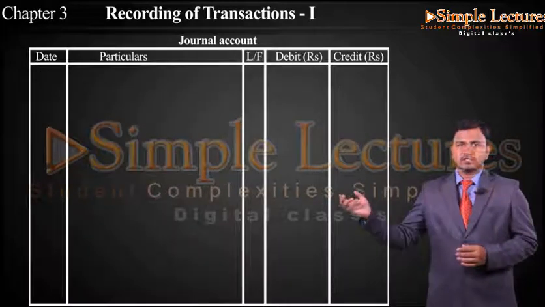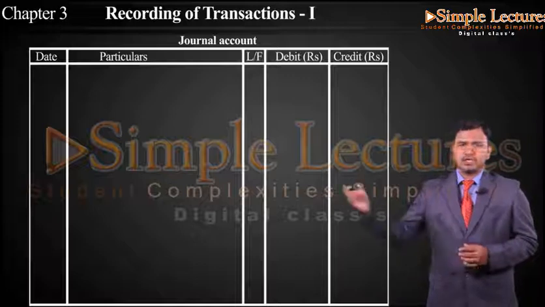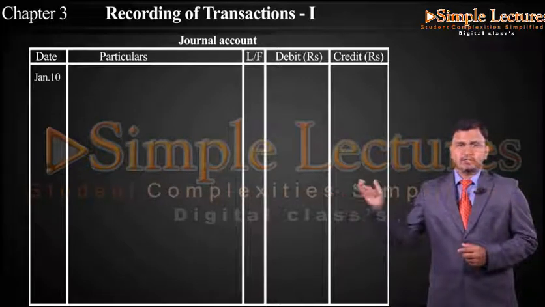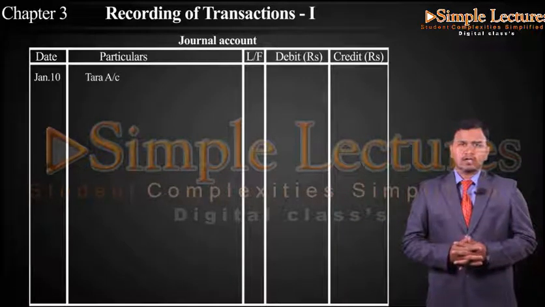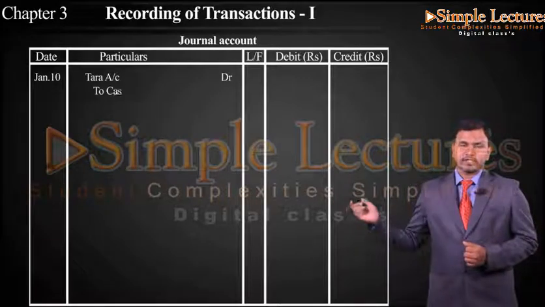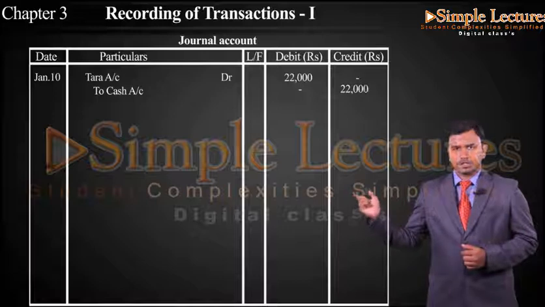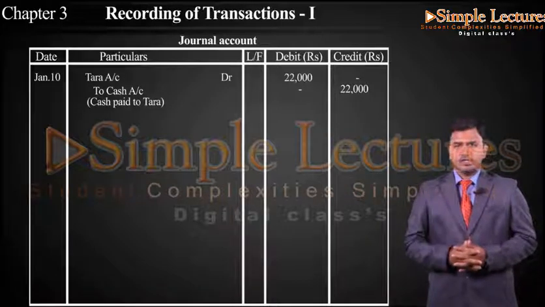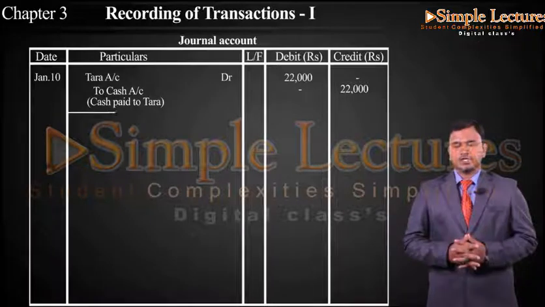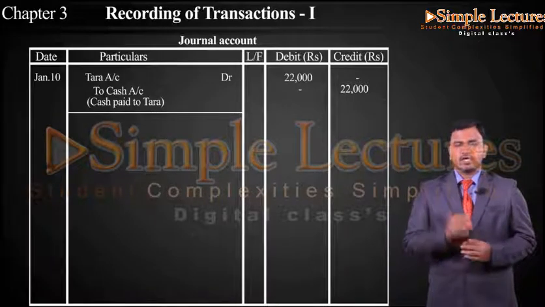So let us take the journal entry for this. Date will be Jan 10. So the entry will be Tara account debtor to cash account, 22,000 debit and 22,000 credit. Narration: being cash paid to Tara. Next entry we have on Jan 15th.